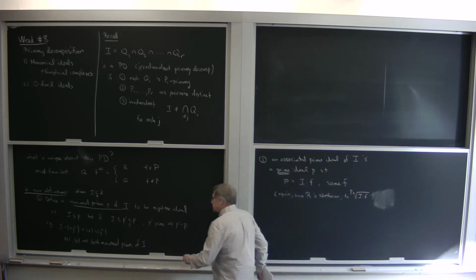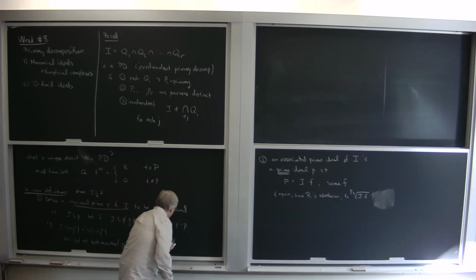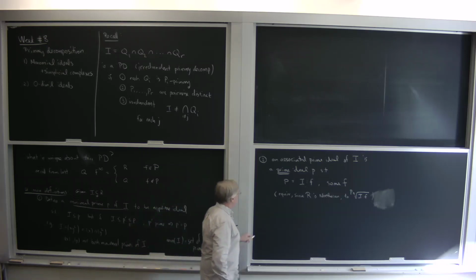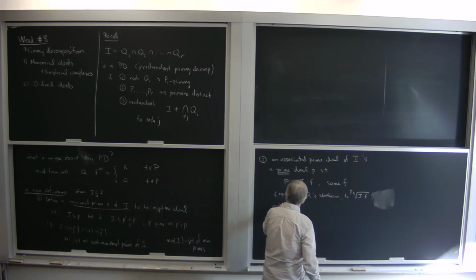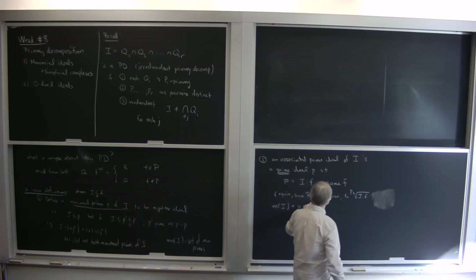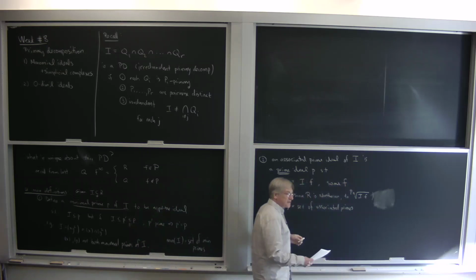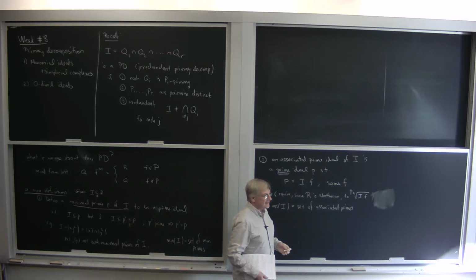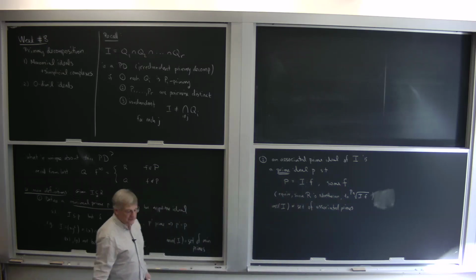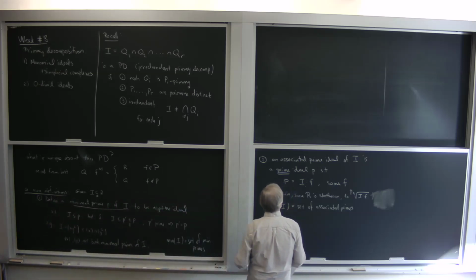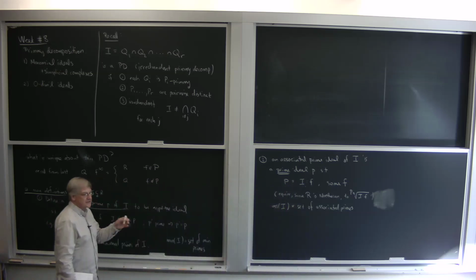And we usually write Min of I for the set of minimal primes, and Ass of I for the set of associated primes. You can tell how much of a mathematician you are if you don't laugh at that. But anyway, this is the standard notation for it. So these are two definitions of minimal primes and associated primes.